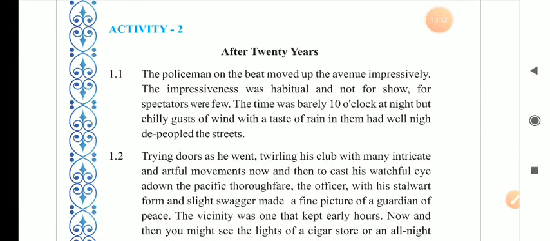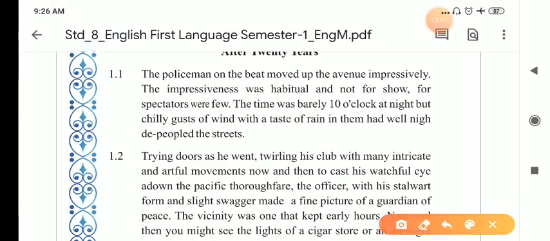10 o'clock was the night time, but chilly gusts of wind, severe wind blowing, with a taste of rain in them, had nigh de-peopled the streets. You see here, chilly gusts of wind with the taste of rain. A little bit of rainfall was also there with the blowing wind, and this situation, night 10, severe blowing wind and drizzling of the rain, made the entire street without people. De-peopled. Keep this word in your mind. You might not have seen this word, but de-peopled is equal to without people. Got the idea? In this way, we have completed this first paragraph. From the next paragraph, we'll move ahead gradually.